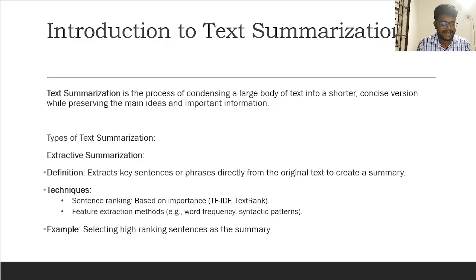One is extractive summarization, which extracts key sentences and phrases directly from the original text to create a summary. In extractive summarization, we use text ranking based on importance, TF-IDF, TextRank, and we have feature extraction methods as well.